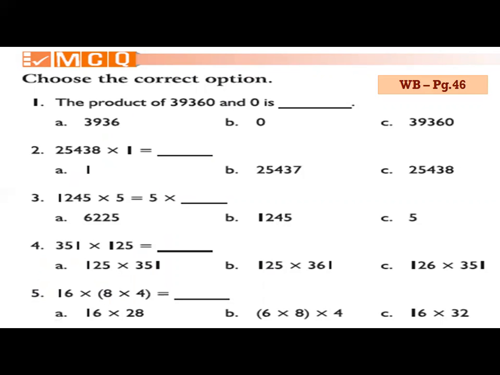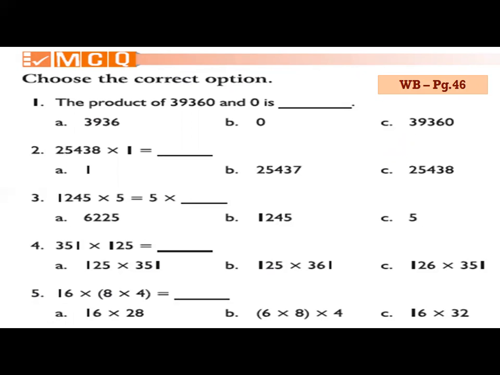The product of 39,360 and 0 is dash. So you have to find the product of two numbers and write down the answer. Just tick the correct answer. Second question. 25,438 into 1.